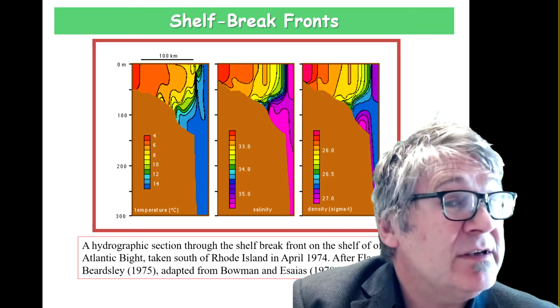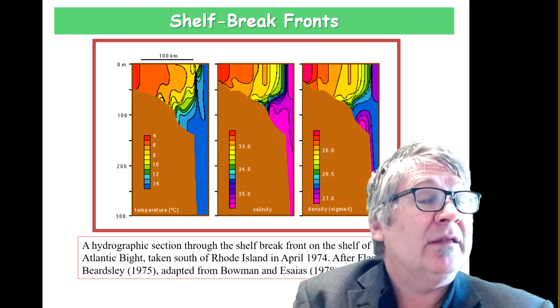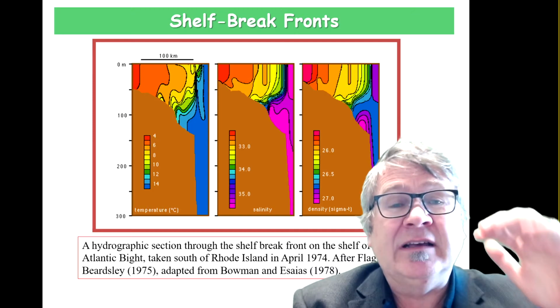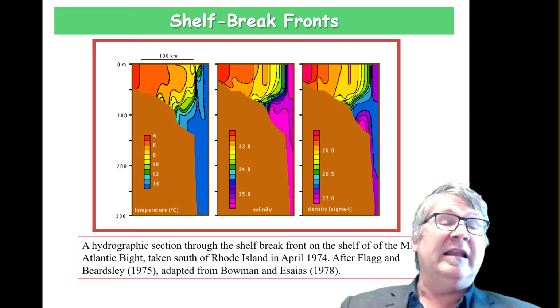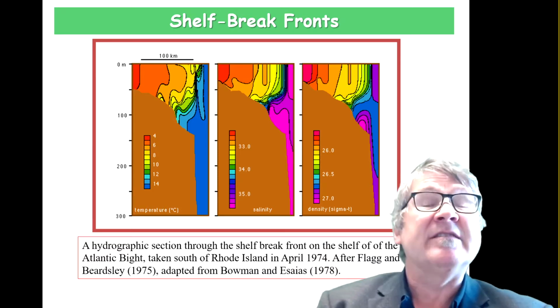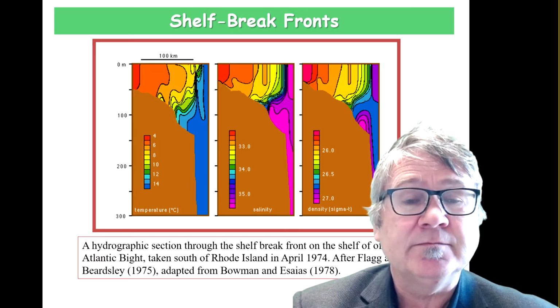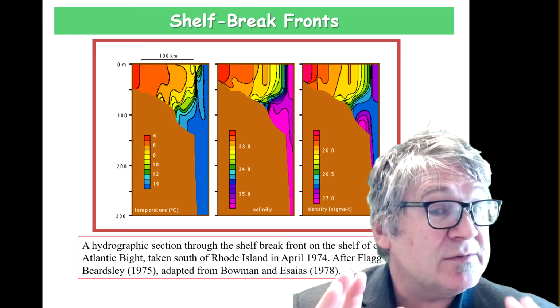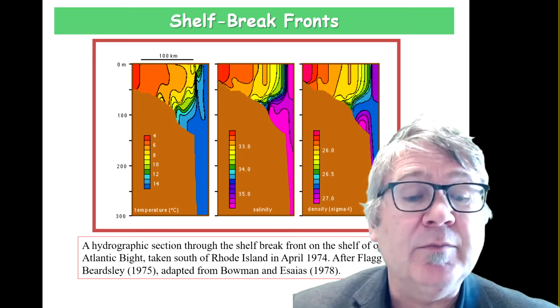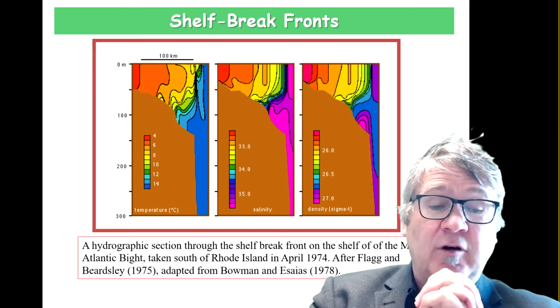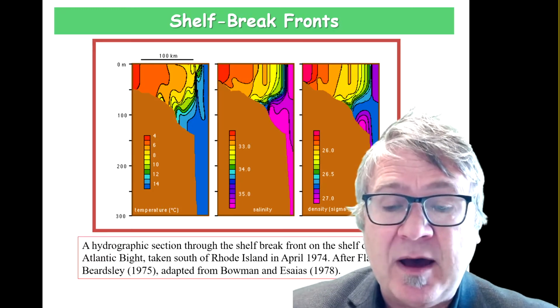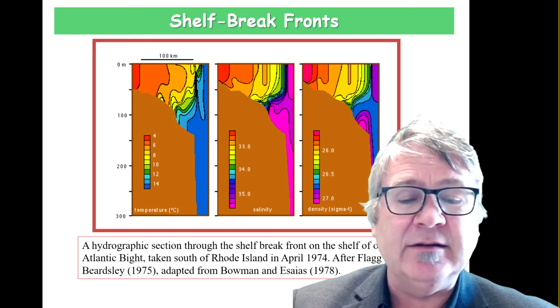It's to do with conservation of angular momentum in the ocean. But anyway, there's no need to go too much into the details, just telling you that shelf breaks are special regions. And here's one example of a shelf break front. This one is on the shelf of the mid-Atlantic Bight, taken south of Rhode Island.